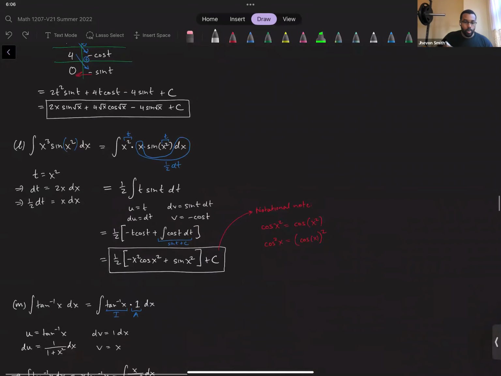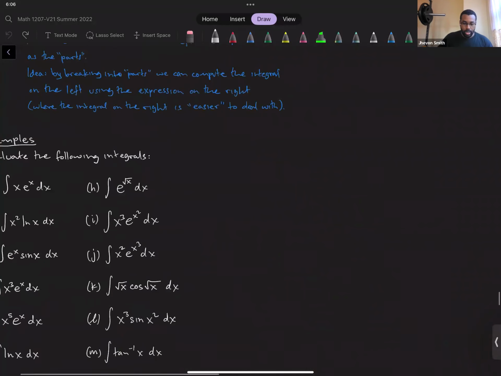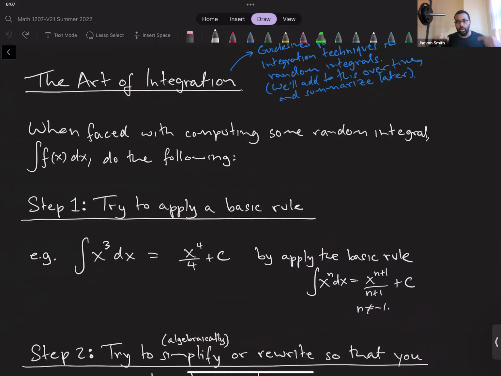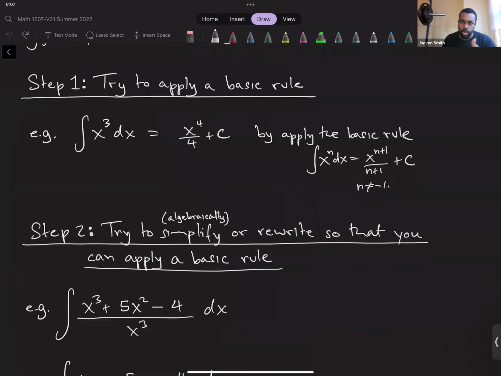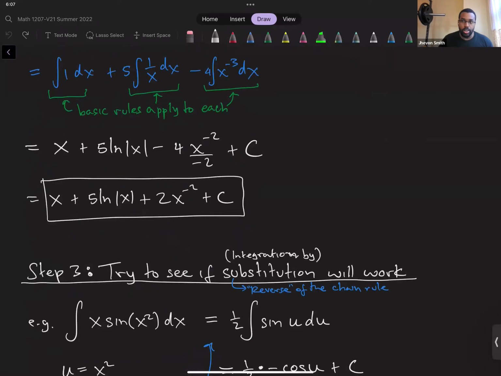But at the end of the day, we do know what we're doing in terms of integrals, hopefully. One thing I want you to always keep in mind, never forget, is this art of integration strategy that we talk about: what to do first, what to do second, what to do third, what to do afterwards. You always try to apply a basic rule first. If that doesn't work, you always try to simplify. If that doesn't work, you always try a substitution third. You always think about doing these things before doing anything like integration by parts or anything more sophisticated. Once you've exhausted these options, then you think of more sophisticated methods.